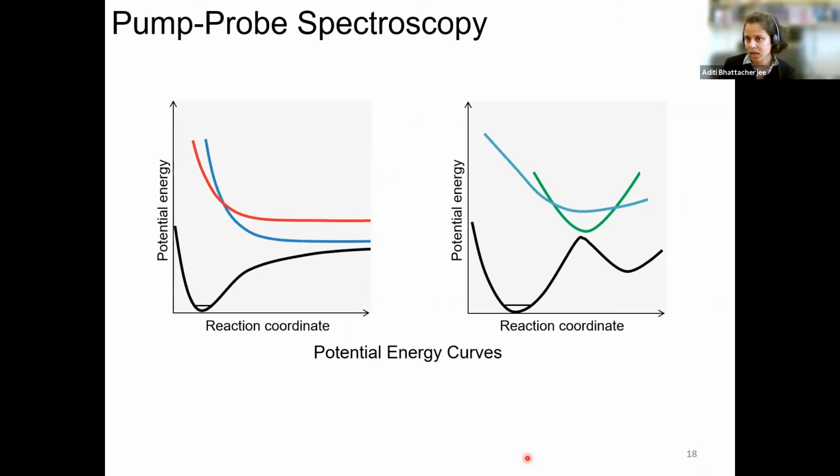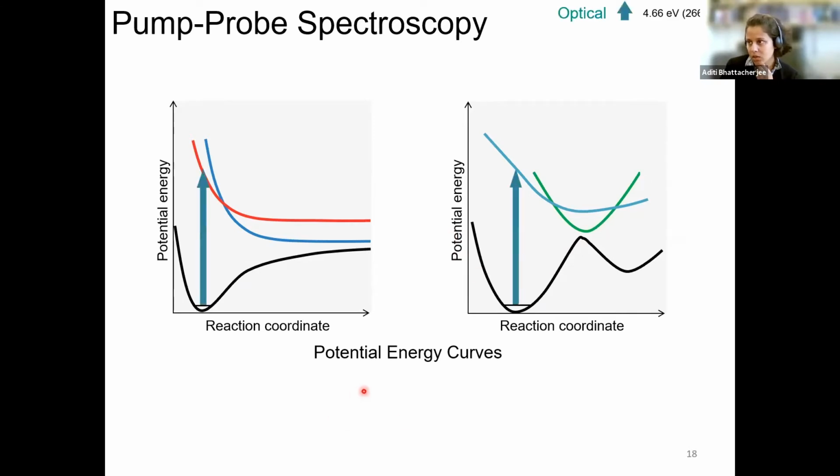So this is a quick schematic of the pump-probe method that we use. On the left, what you see here in black is the ground electronic state. In colors are the excited electronic states. This would be a bond dissociation. This would be a bond isomerization reaction.